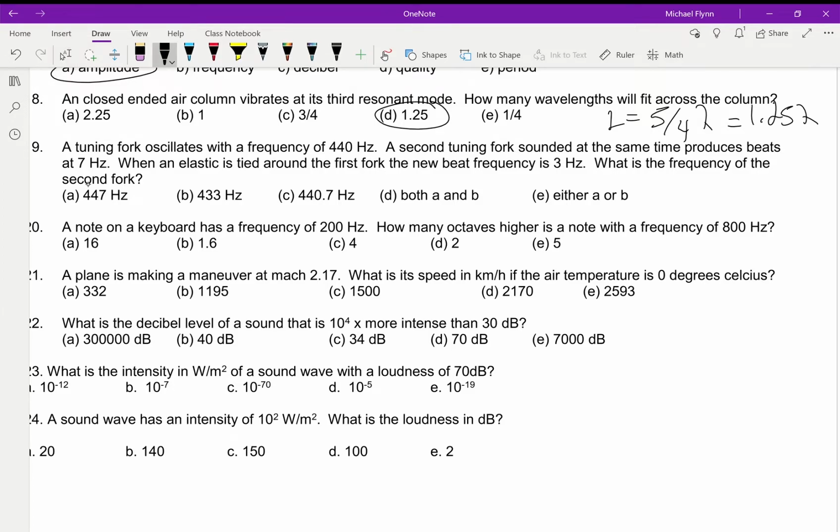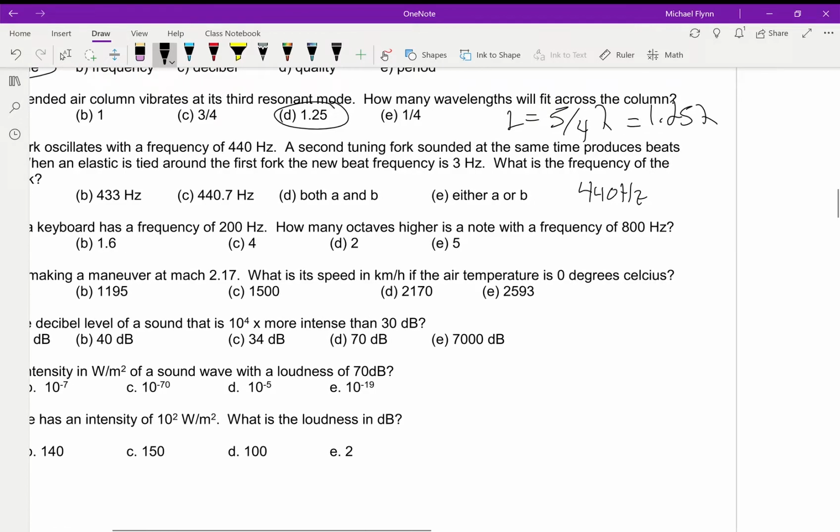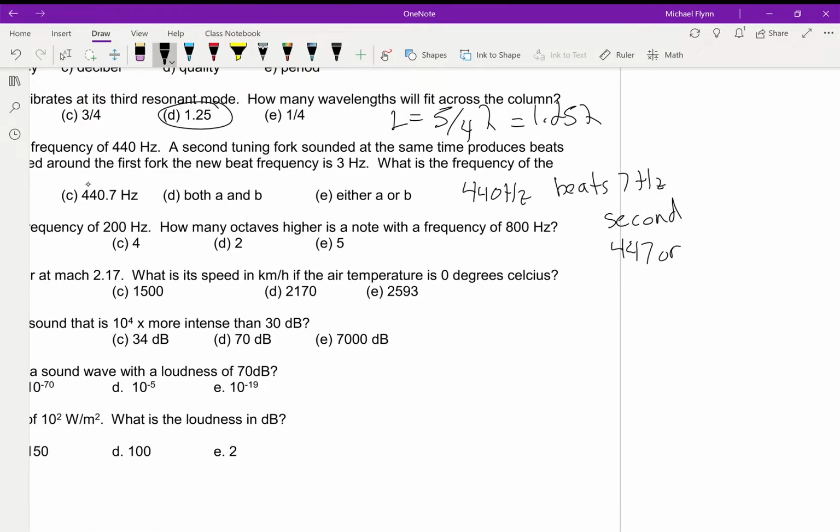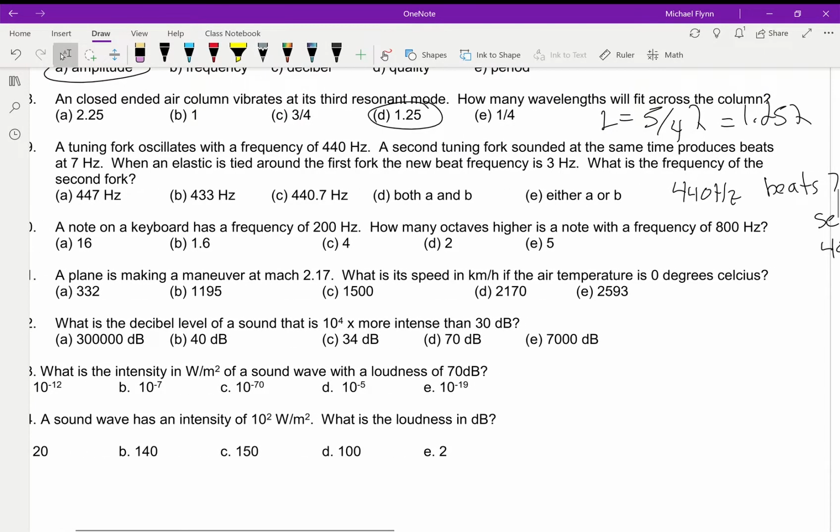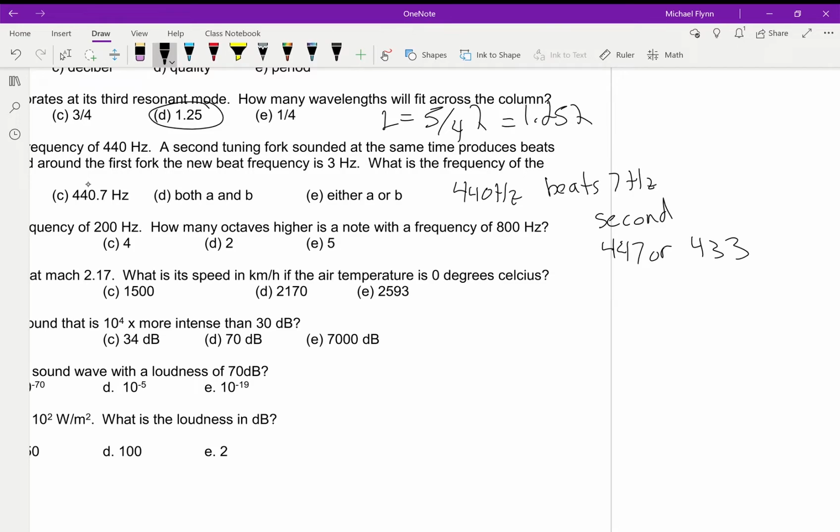All right, so the way beat frequency works is this. We know one fork is 440 hertz. Now, if the beats are 7 hertz, that means the second fork has to be one of two numbers. It could either be 447 or it could be 433. Okay, so it has to be one of these. So we know the answer is either A or B. Now, how did I get these two numbers? Well, the difference between this and these guys has to be 7. Okay, so beat frequency is the difference between the two frequencies.